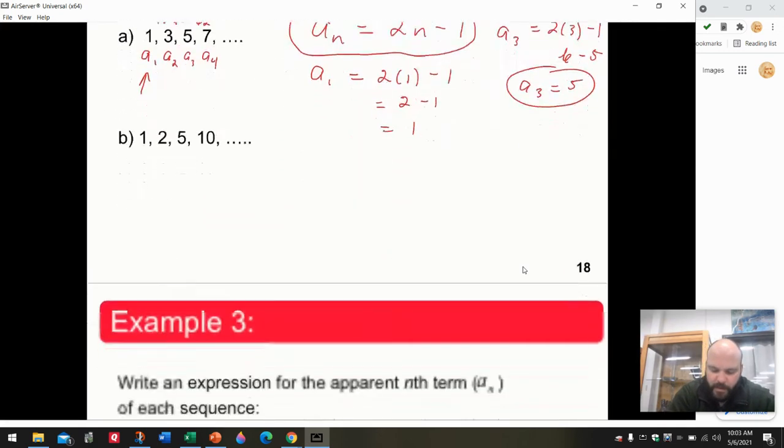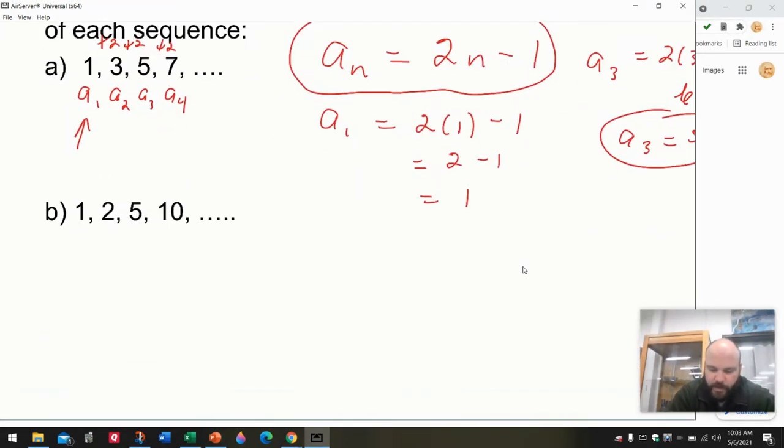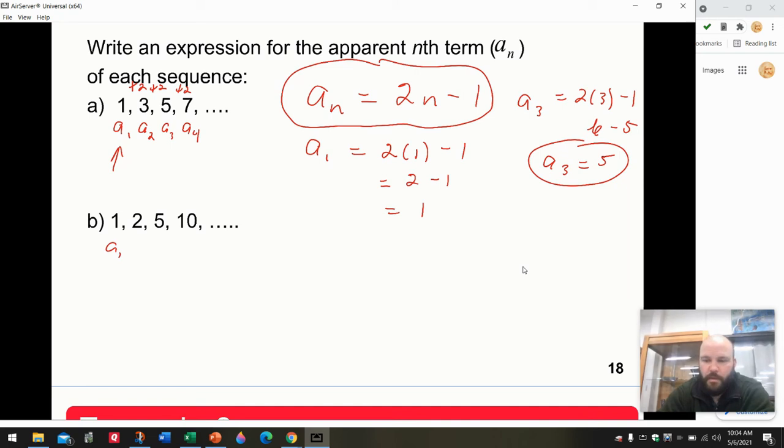Now the next one is a little bit trickier. Okay, so we're going to start this one, and you can see that I started to label this as a sub 1, but in actuality, what we want to do for this one is start it with a sub 0, and then go with a sub 1, a sub 2, a sub 3.